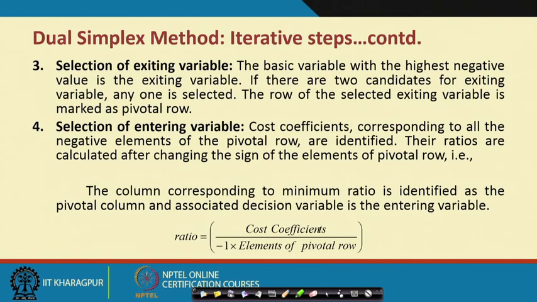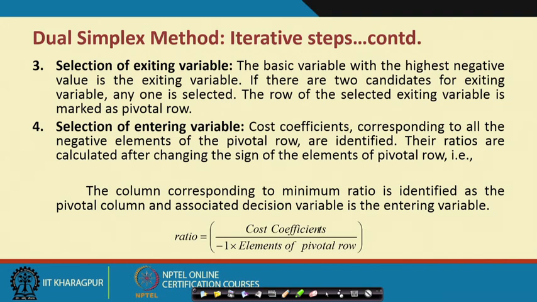Whatever the scenario, this is the starting procedure through which you look for the optimal solutions. Then the selection mechanism is as follows: selection of the exiting variable. The basic variable with the highest negative value is the exiting variable, what is called the outgoing variable, and if there are two such situations, a new one can be selected. The row of the selected exiting variable is marked as the pivot row. That is the indication.